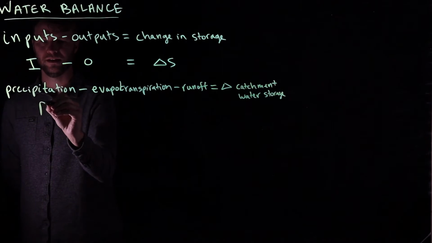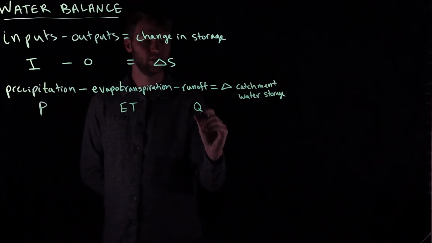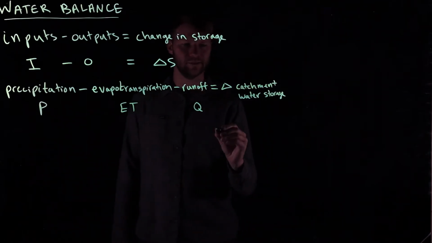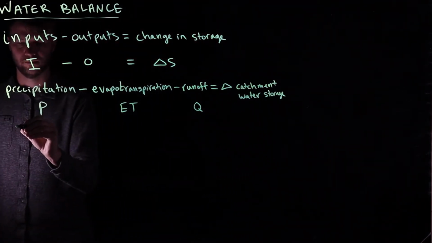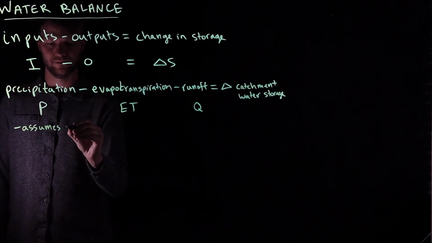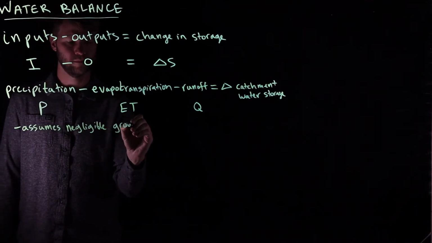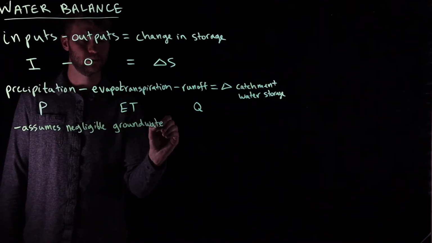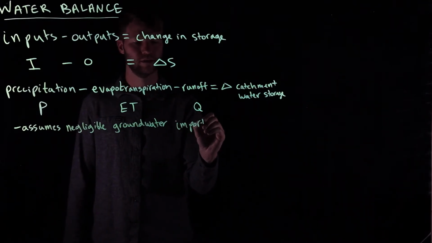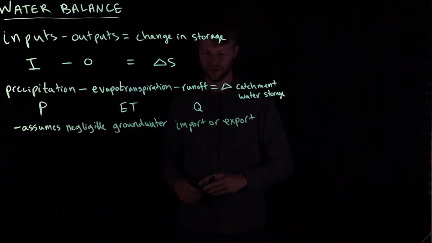Let's denote this with a P. This is ET, and this is Q. Now, this particular equation for catchment mass balance assumes something. Namely, this assumes that there's negligible groundwater inflow or outflow from the catchment, which is an assumption that may hold in some places, but may be a very bad assumption in other places. So I'll say there's negligible groundwater import or export. So we're just looking at surface water runoff as the main flow of liquid water out of the catchment.